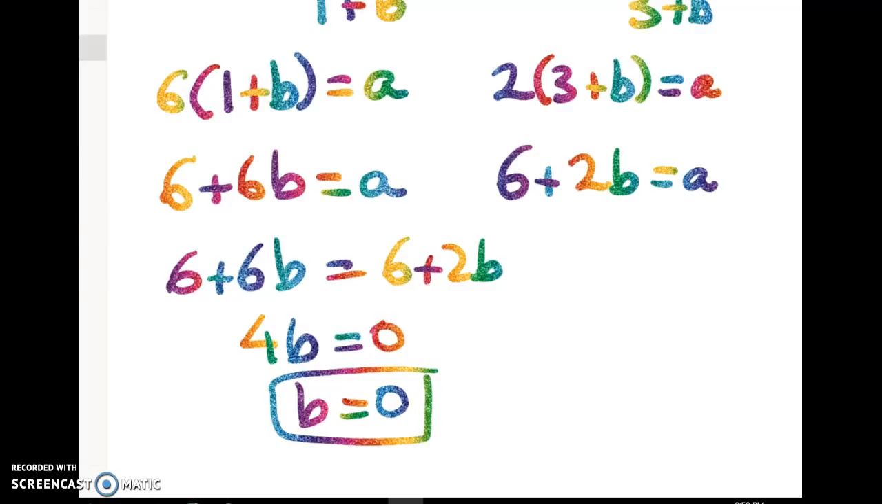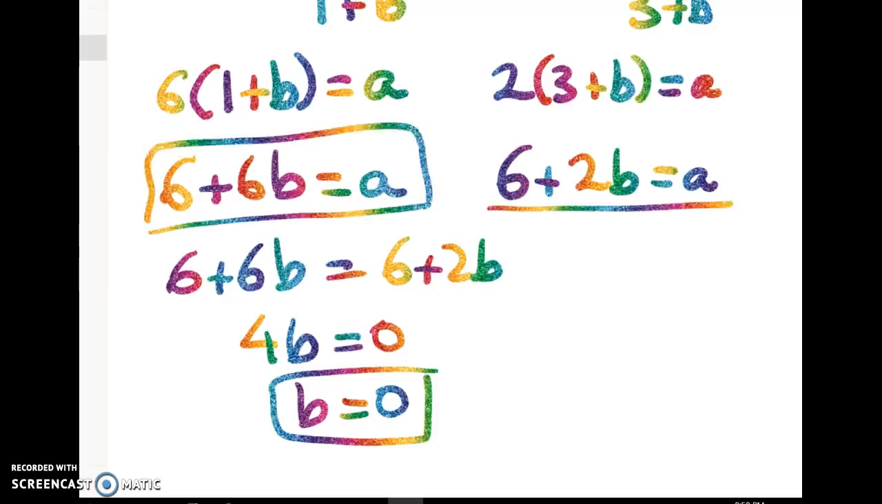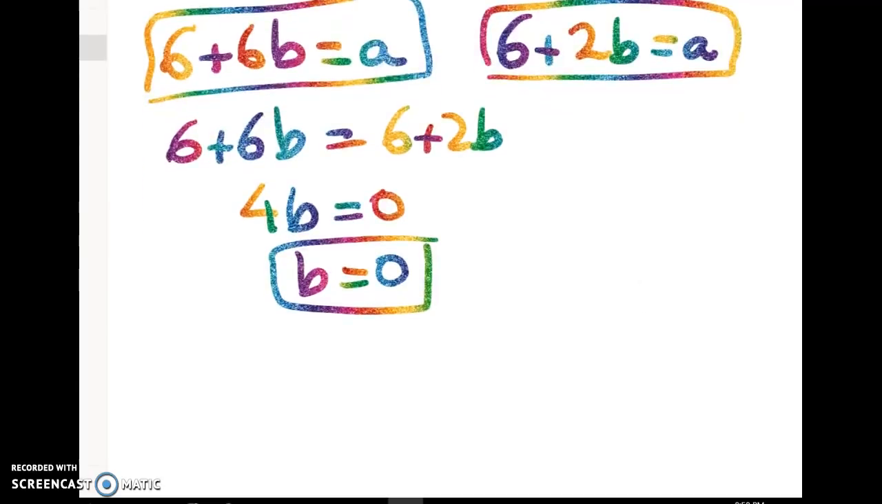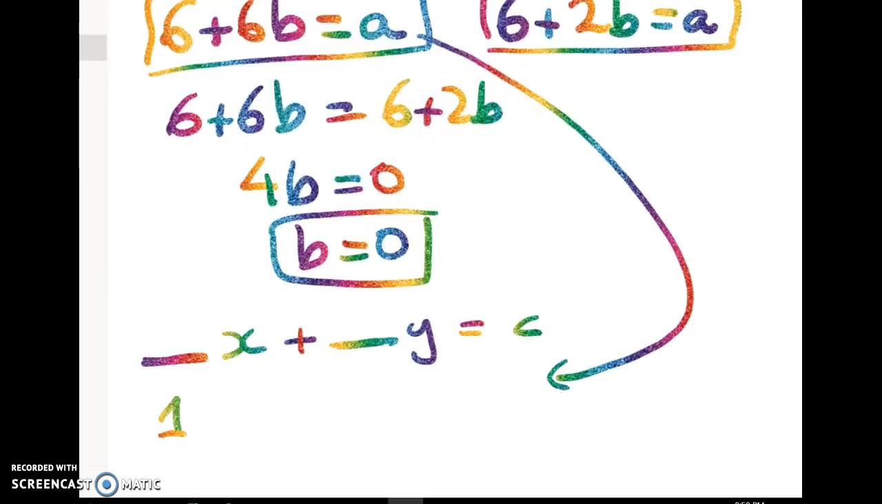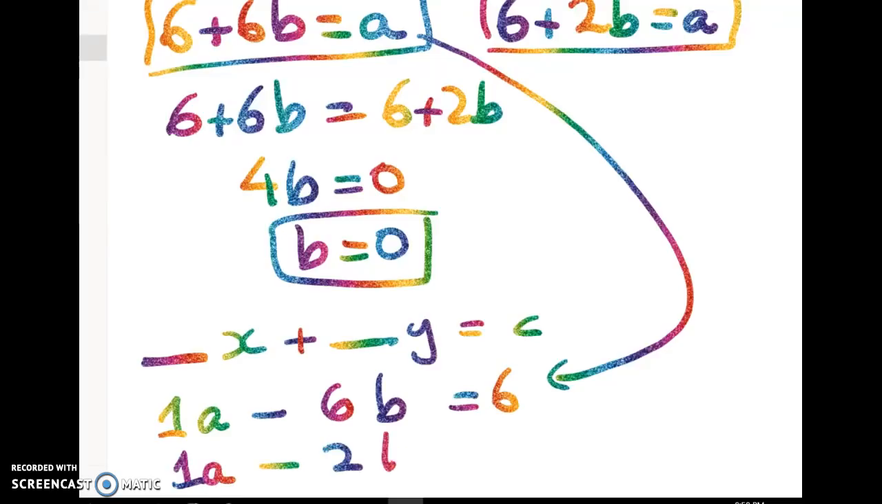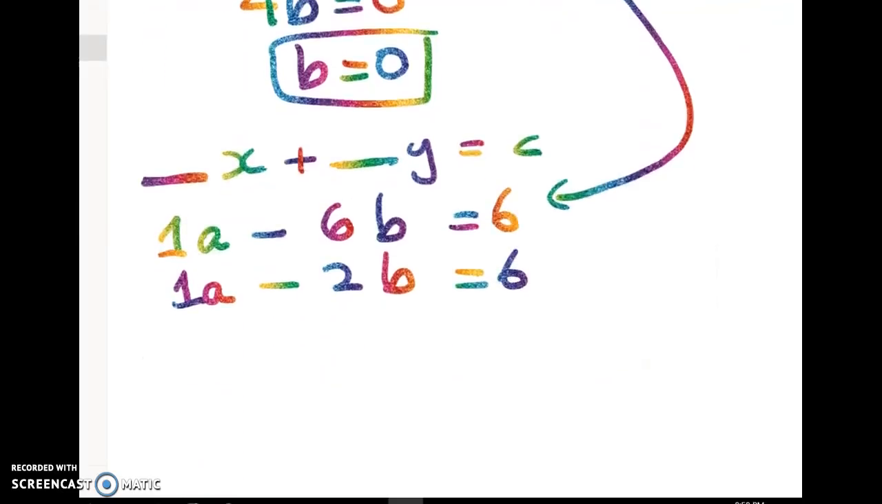But I want to show you how to rearrange it so that it will go into your calculator. So there are my two equations. The calculator needs it in this form: something x plus something y is equal to a constant. So this first one, we'll do this: 1a minus 6b is equal to 6. And the next one is 1a minus 2b is equal to 6. So in your calculator, what you're going to put in is 1, negative 6, and 6, and 1, negative 2, and 6. And I think where you do that is under equa, and then simultaneous, and then degree 2.